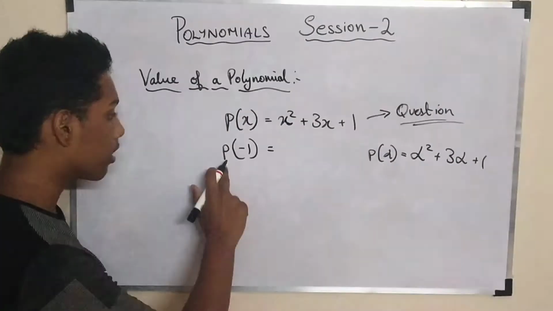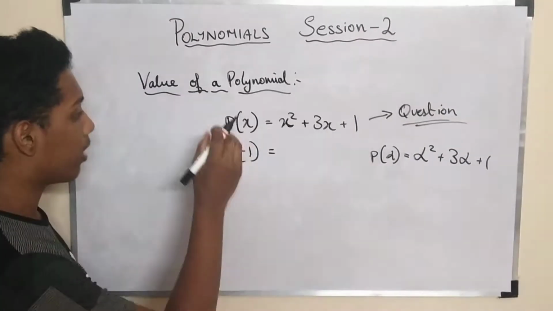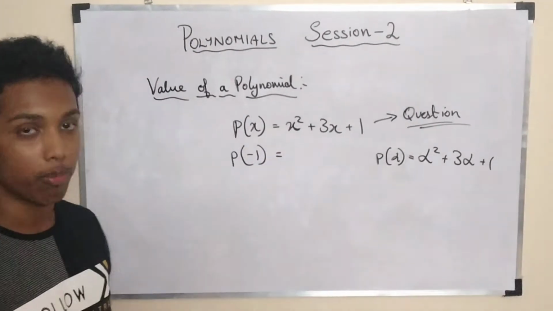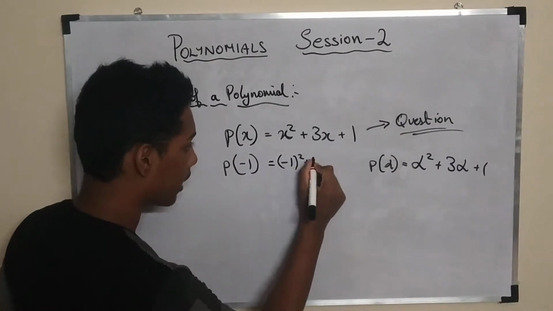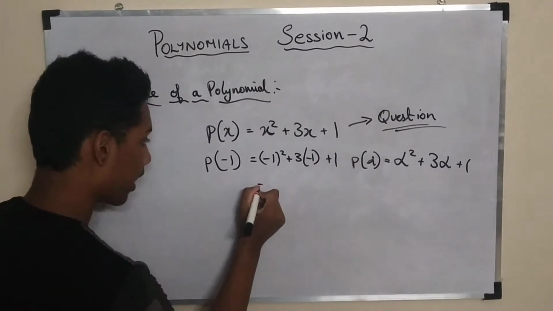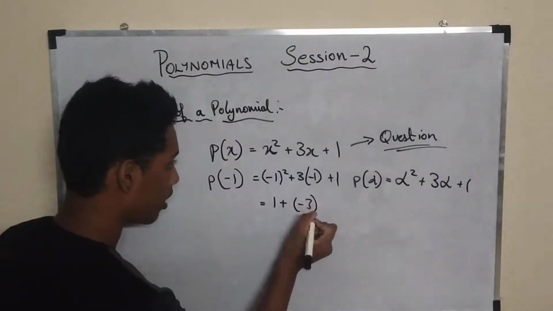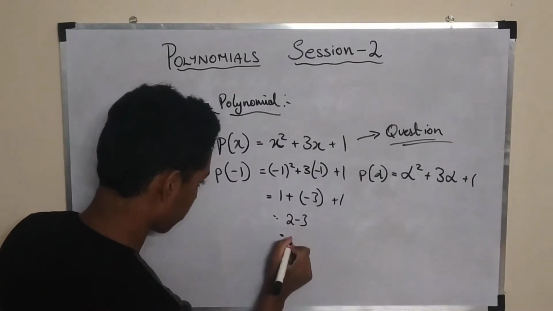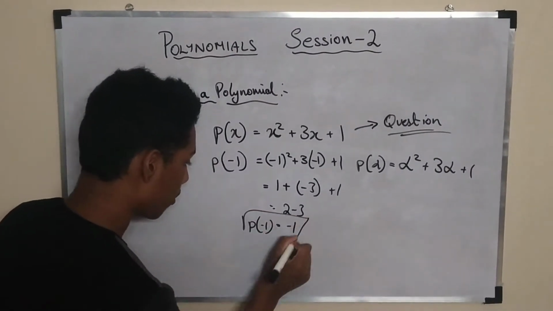Now the question is to find p of minus 1. So now you need to replace all the x in this given polynomial with minus 1. So let's replace: minus 1 whole square plus 3 into minus 1 plus 1. For the calculation, minus 1 square is plus 1, plus minus 3, plus 1. So 2 minus 3 is minus 1. So we found that p of minus 1 is equal to minus 1.